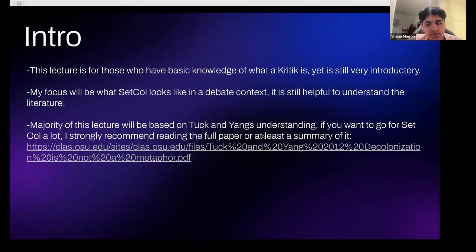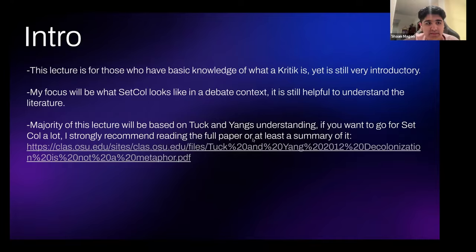So, just an intro. This lecture is meant for those who have somewhat of a basic knowledge of what a critique in debate is. Yet it's still a very introductory lecture, so I'm going to try to tailor it to not be super hard to understand. Second thing is that I'll be focusing a lot more on what set call looks like as an argument within debate. It is still helpful to understand all of the literature and understand what it is as a concept. I obviously do not have time to go over all of that in just this lecture, so I'll be giving some reading recommendations if you want to learn more about that, but my focus will be mainly on how it looks in debate.